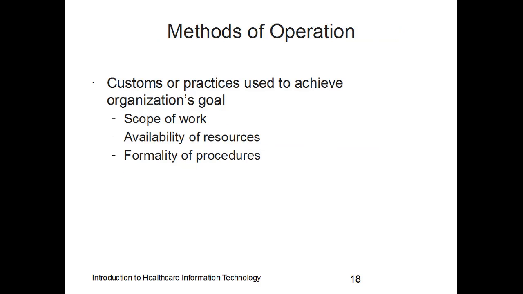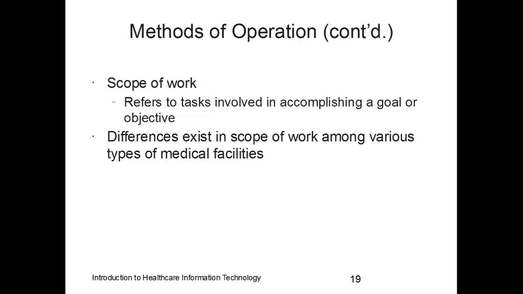Alright, now we'll move on to methods of operation. And these are the customs or practices that are used to achieve an organization's goal. This would include the scope of work for the facility, the availability of resources, and the formality of various procedures. When it comes to the scope of work, this refers to the tasks involved in accomplishing a goal or an objective. And differences exist in the scope of work among various types of medical facilities. So depending on what that facility focuses on, that obviously will determine their scope of work.